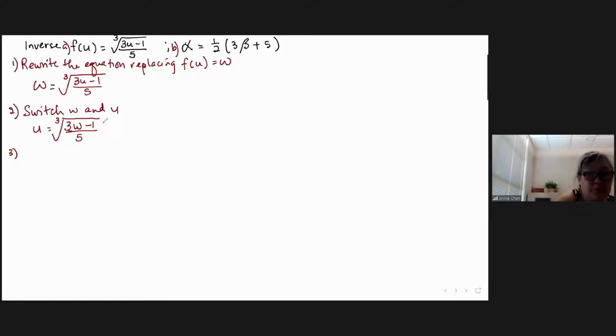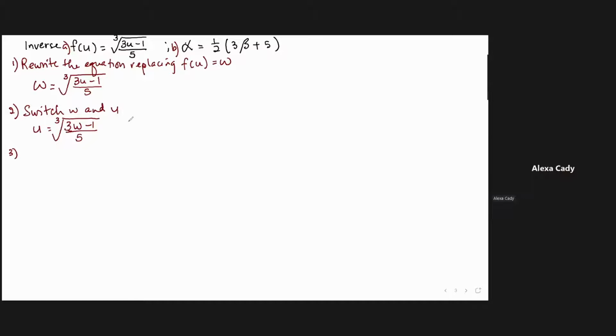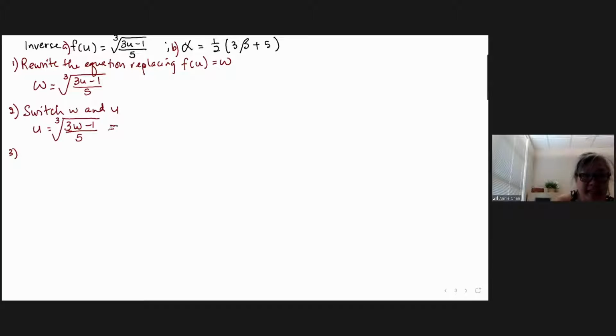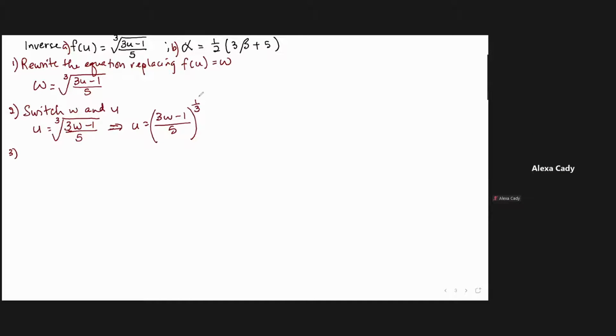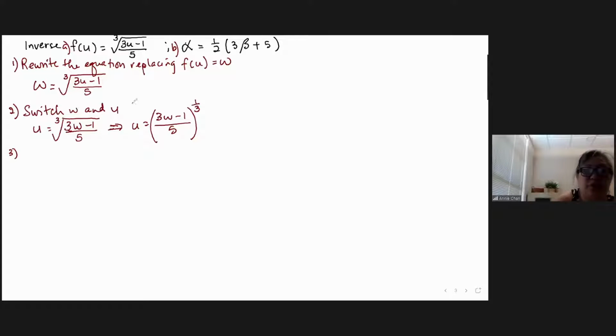But I also want to revisit and review exponential and rational functions. How can I rewrite this? Isn't it 3W minus 1 to the 1/3 power? Yes, I can rewrite this as U equals 3W minus 1 over 5 and the whole thing to the power 1/3, because when I have a fraction for the exponent, it just means it's the root of. Very good.